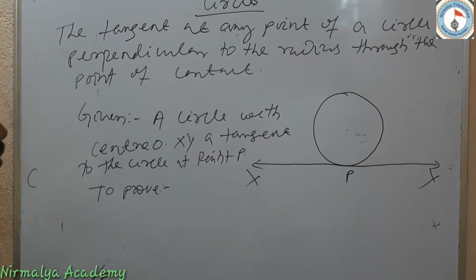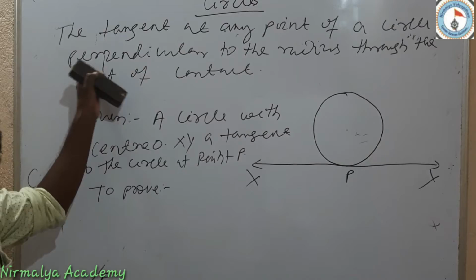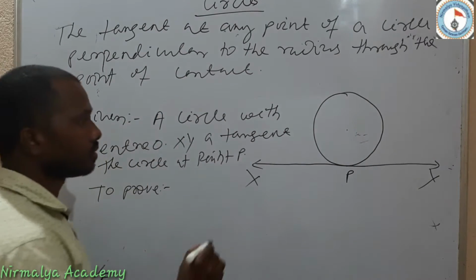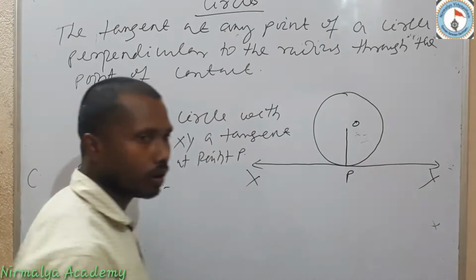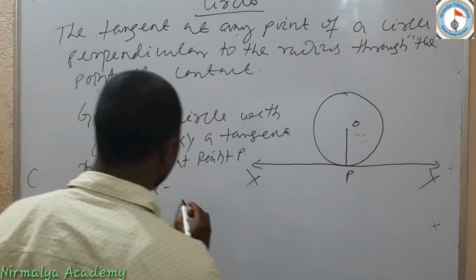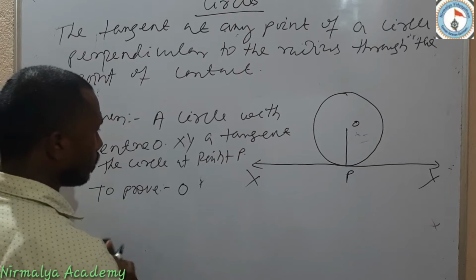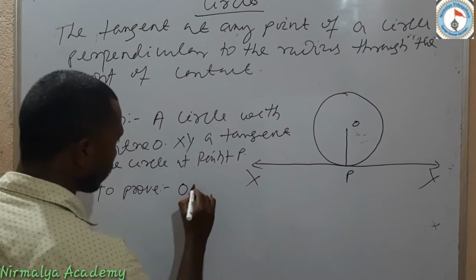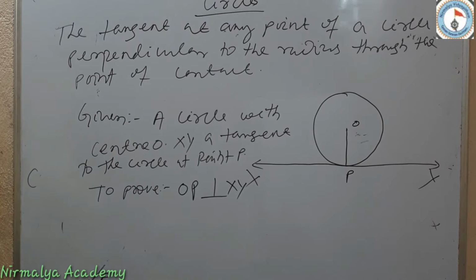Then to prove, what do we have to prove? The tangent at any point of a circle is perpendicular to the radius. This is tangent, this is the radius. This will be perpendicular, means OP is perpendicular to XY. This is to prove.